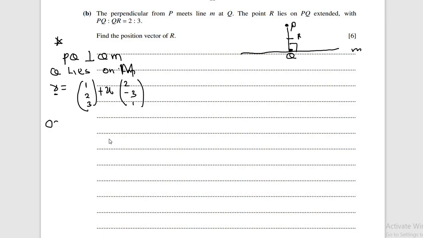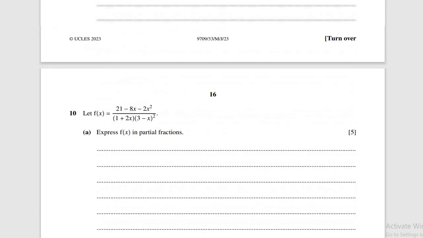So OQ, which is the same thing as Q, will now be equal to this equation of M, which is 1 plus 2 mu, 2 minus 3 mu, and 3 plus 1 mu. That is the meaning of Q lies on M. Since Q lies on M, OQ is this. Like I said earlier, PQ is perpendicular to QM.